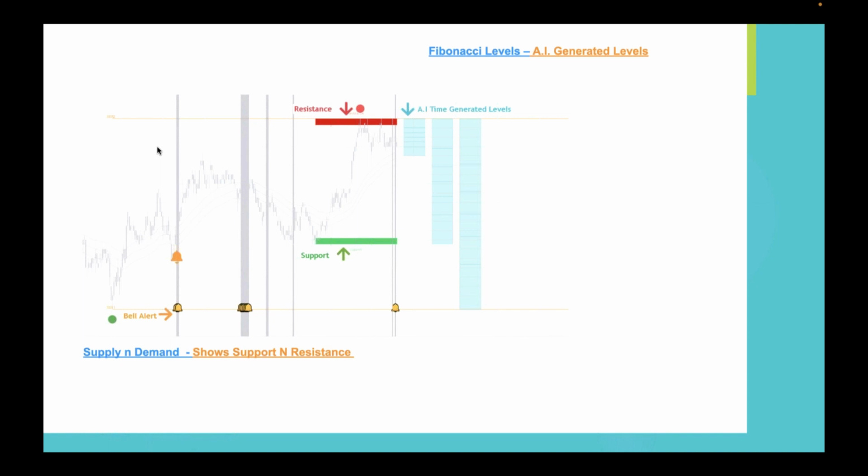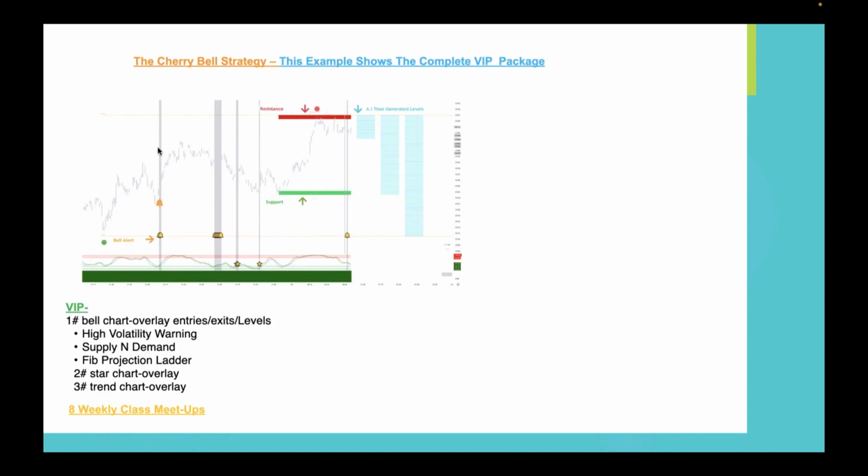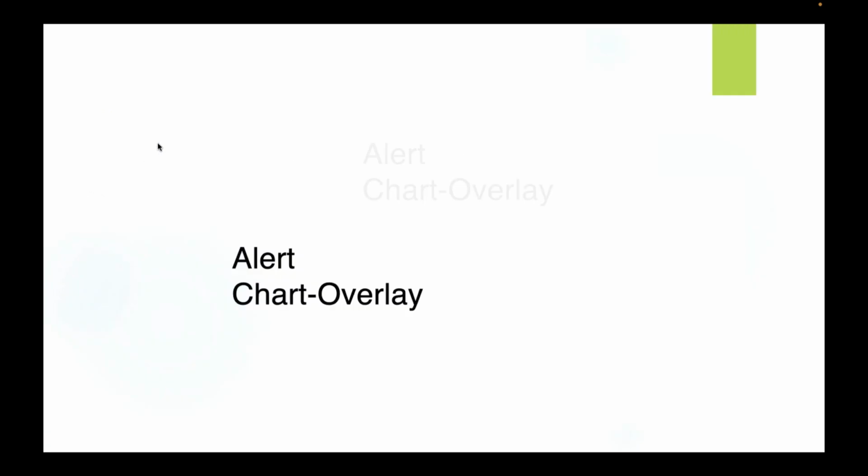The upgraded version is going to have resistance and support levels. You have the AI time-generated levels. You have the bell alert, the star, and the cherries. It shows the supply and demand, and it shows the support and the resistance. The cherry bell strategy, this example shows the complete VIP package. The VIP is the bell chart overlay entries, exit levels, high volatility warning, supply and demand, Fib projected ladder, the star chart overlay, and the trend chart overlay, and 8 weekly class meetups.